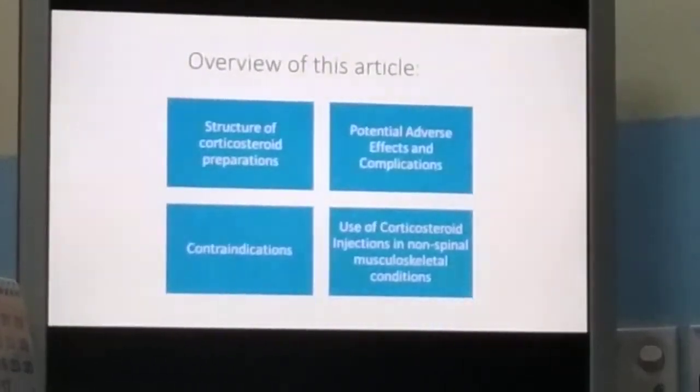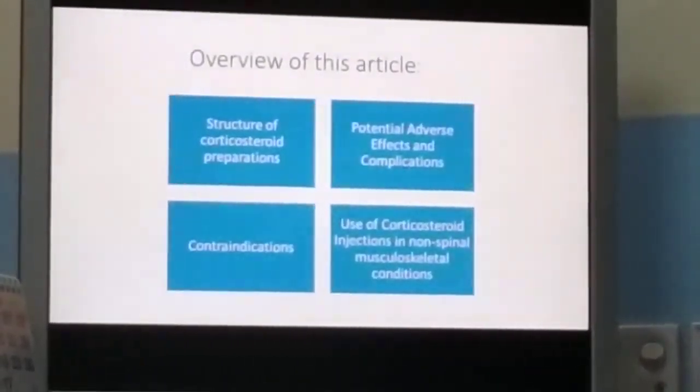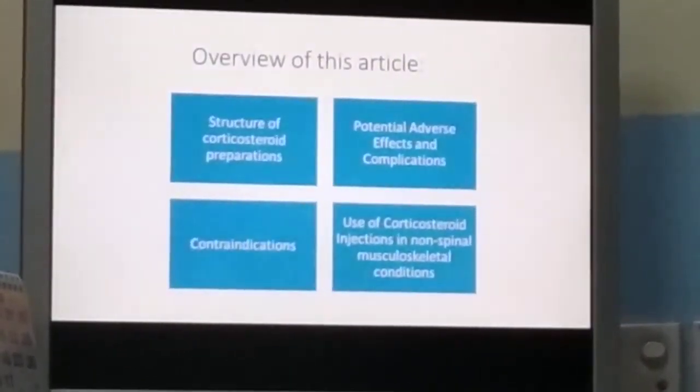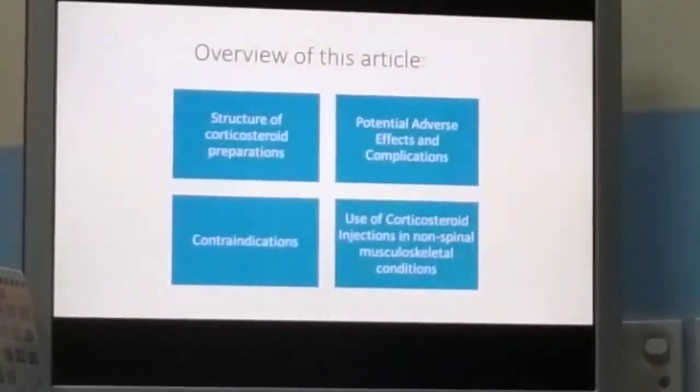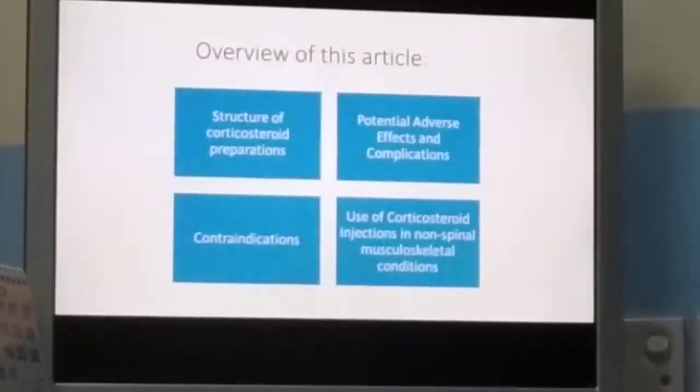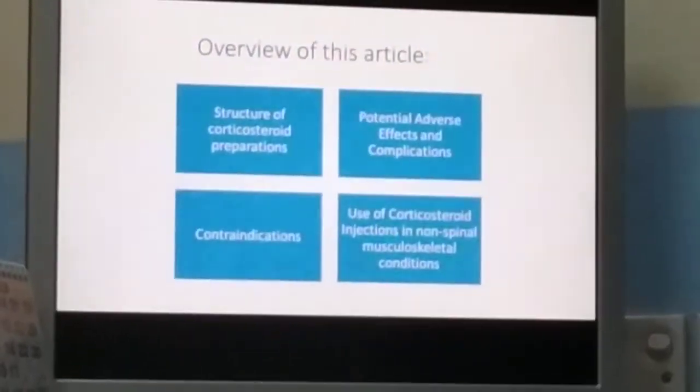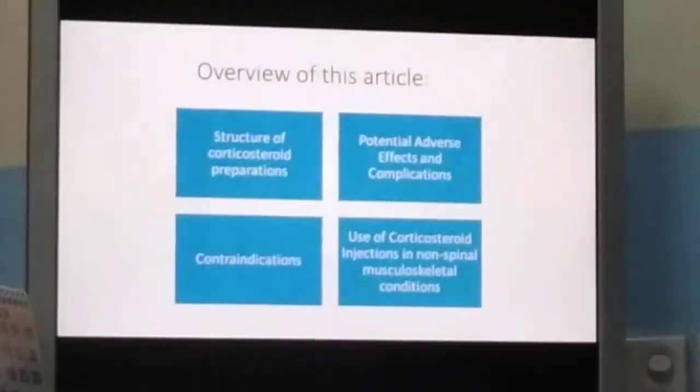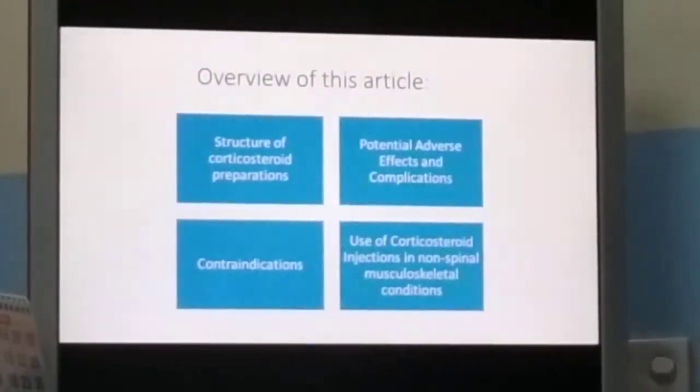The article talks about the structure of corticosteroid preparations, potential adverse effects and complications, contraindications, and the use of corticosteroid injection in non-spinal musculoskeletal conditions. So these are the 4 things. We need to know the basic thing first.